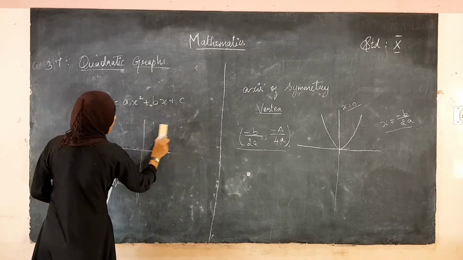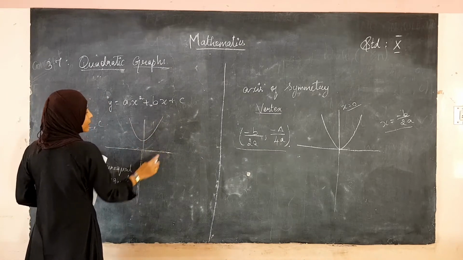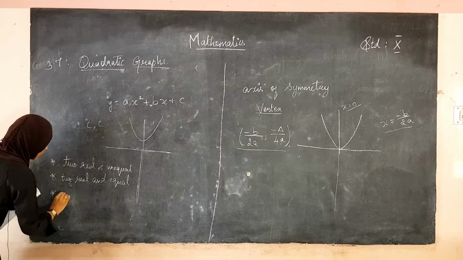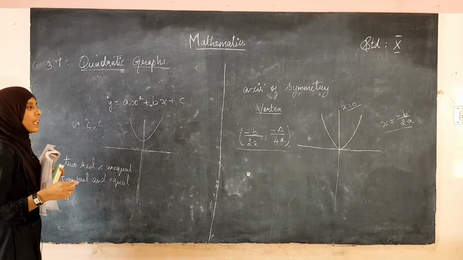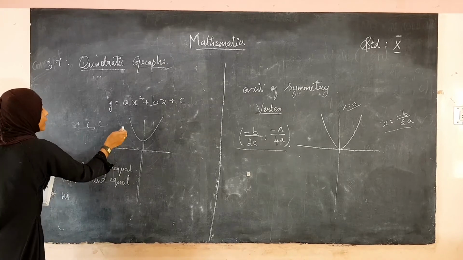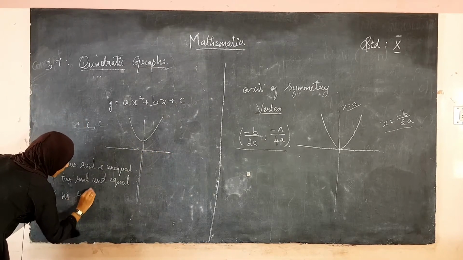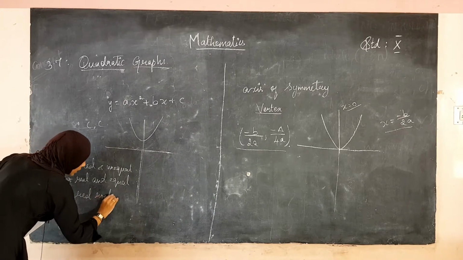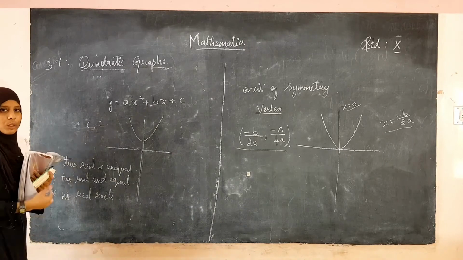Next, if the graph doesn't touch the x axis, what happens? There are no real roots. We cannot say there are no roots at all because there may be imaginary roots, but if the graph doesn't touch the x axis, we can say that there are no real roots. This is how we find the nature of the roots using the quadratic graph.